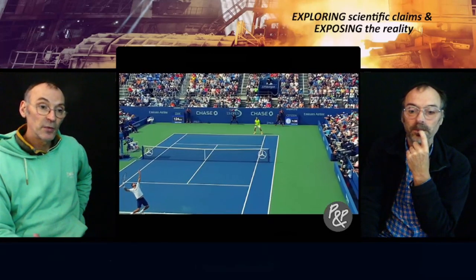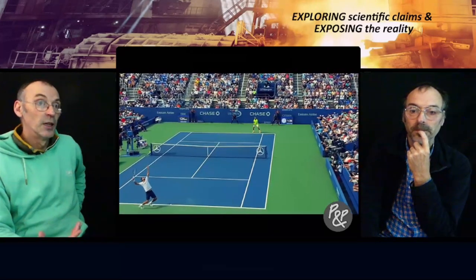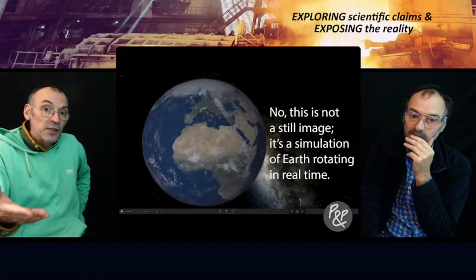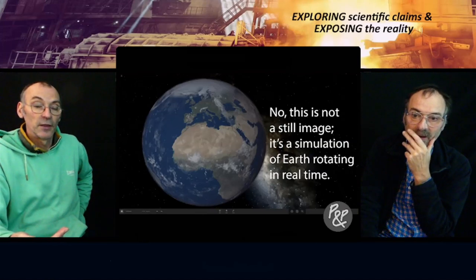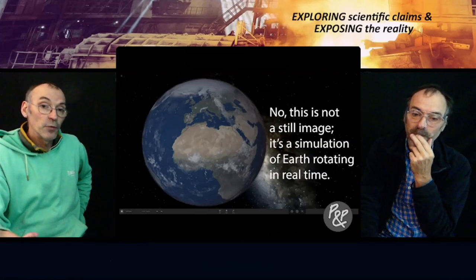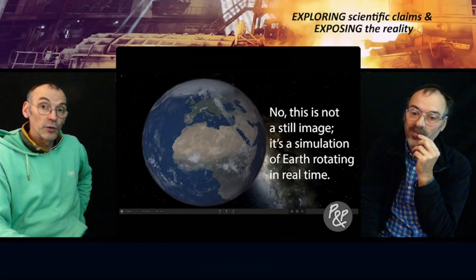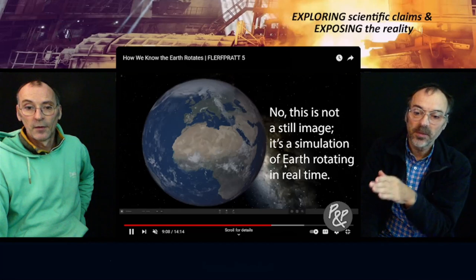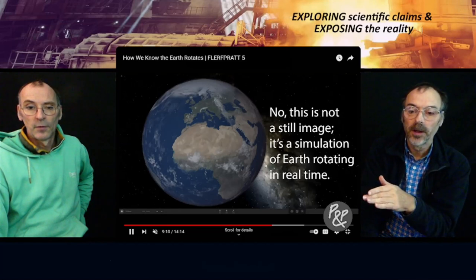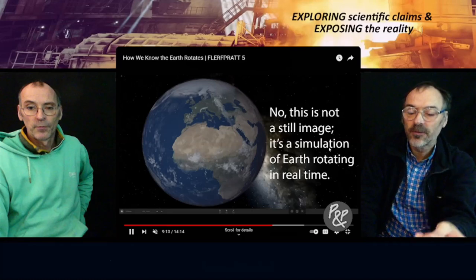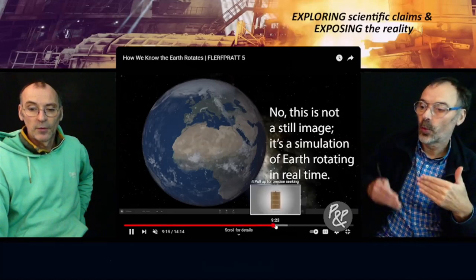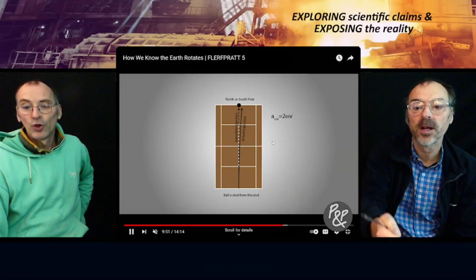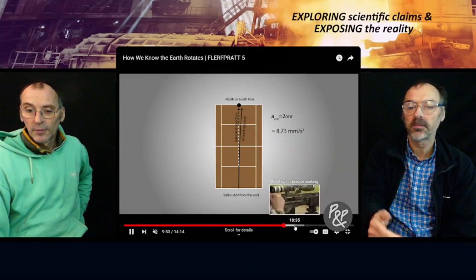All he's doing is conjuring up lots and lots of excuses or reasons to convince people the Earth is rotating. But everyone should know, if they live in the real world, the Earth doesn't rotate. This is not a still image, it's a simulation of Earth rotating in real time. Why doesn't he actually see the Earth rotating in real time? Absolutely, not as a simulation.